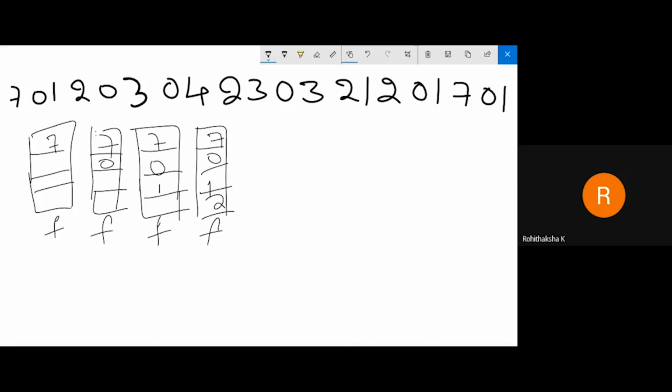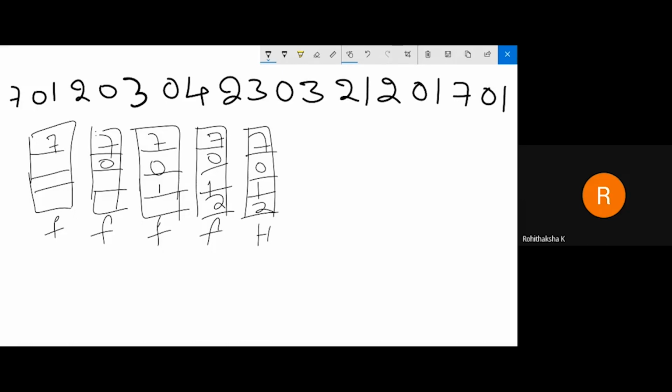So now what we have to do is check the next page it is requesting for. The next page it is requesting for is 0, but 0 is already there in the memory. So I'll just write it as it is. I'm not going to do any changes for this. I'll write 7, 0, 1, 2 and say that it is a page hit, because the page number is already stored in the frame.